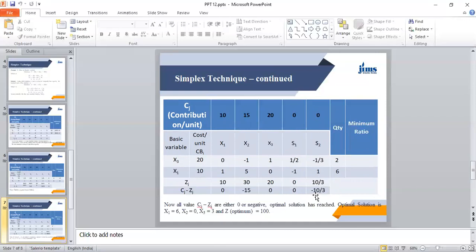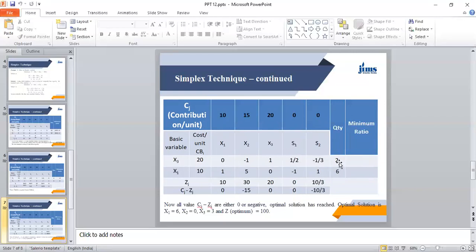So what do we get? In the net evaluation row, the index row, all the index values are either 0 or negative. So this is the condition of optimality. So what is the value of the optimal solution? We produce 2 units of x3 and 6 units of x1.